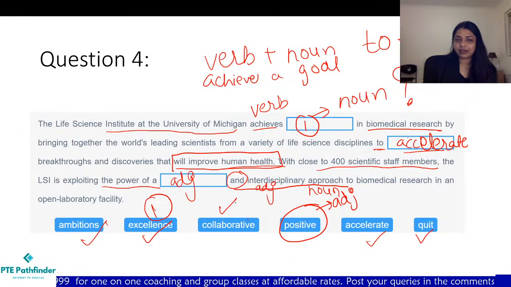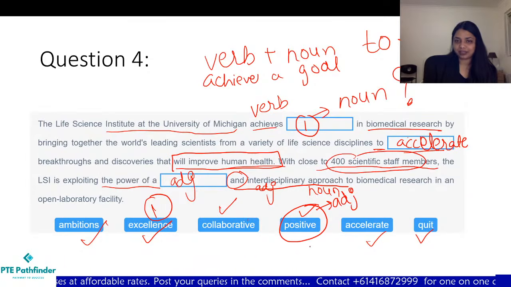And if you look at the answer options, how many adjectives do we have? Collaborative and positive. So we're talking about 400 scientific staff members here. So they are working close to each other. So they are trying to collaborate with each other. Yes. So good work, guys. Good work, Sneha, Fiza, Yuvraj, Anjali, and Angela, and Chaitan. Good work. So the third answer in this case is collaborative.